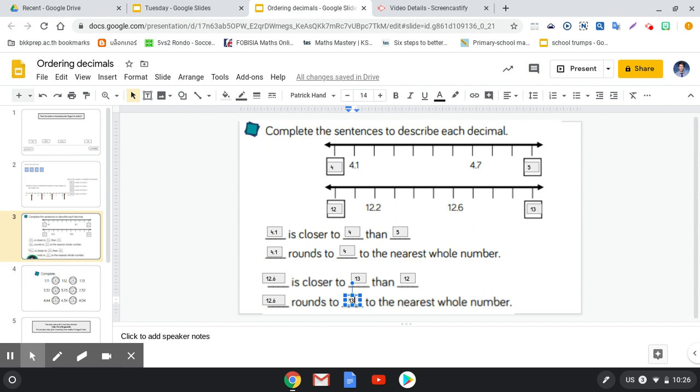So when you're rounding numbers, the first thing you consider is what two numbers is it in between? Your next decision is, do you round it up or do you round it down? So if the decimal is 5 or higher, you're going to be rounding up. But if it's lower than 5, you're going to be rounding down.